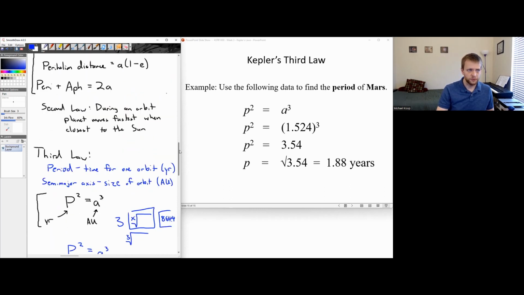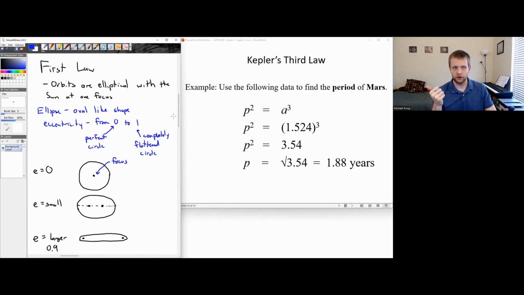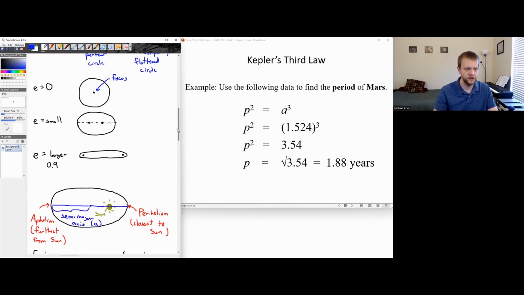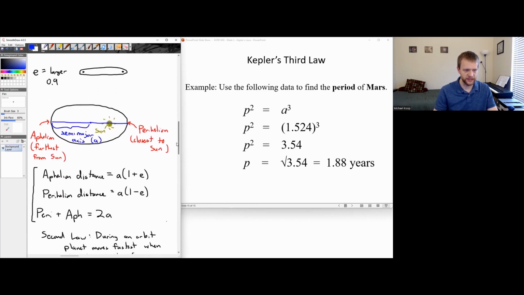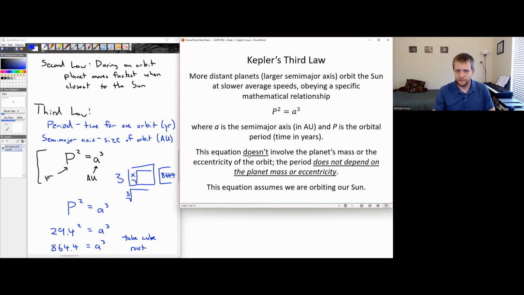Overall, for Kepler's laws, when I have an object orbiting the sun, those orbits are elliptical with the sun at one focus. And we talked about our definitions of eccentricity, the aphelion and perihelion positions, and the semi-major axis. For the second law, we said during an orbit, the planet moves fastest when it's closest to the sun. And the third law is this equation, this relationship between the period of motion and the semi-major axis. And also noting that this particular property of the period does not depend on the planet's mass or the eccentricity of the orbit. So that's where we'll call that good for this session.